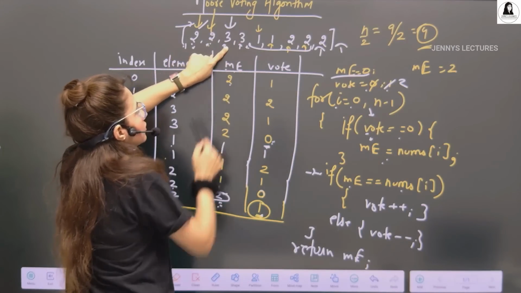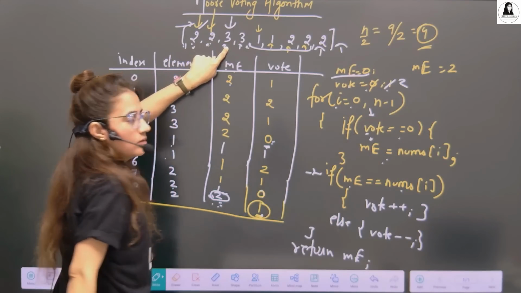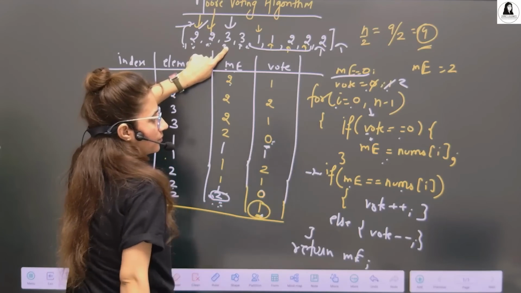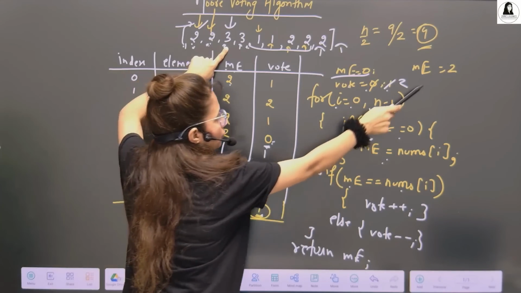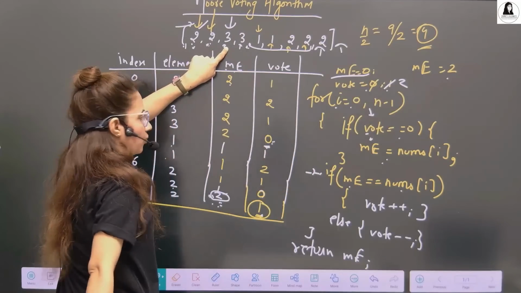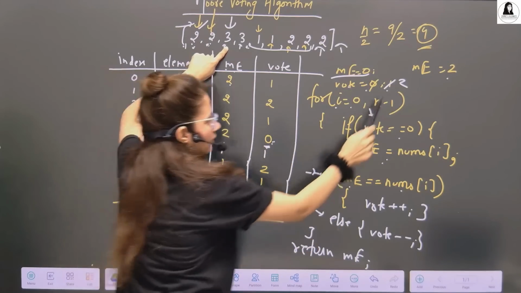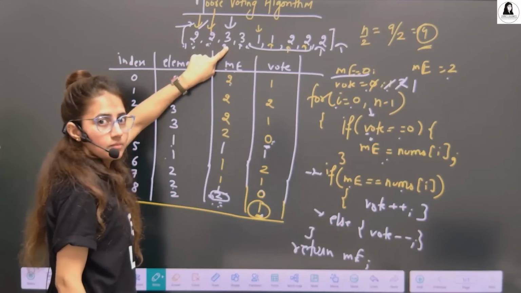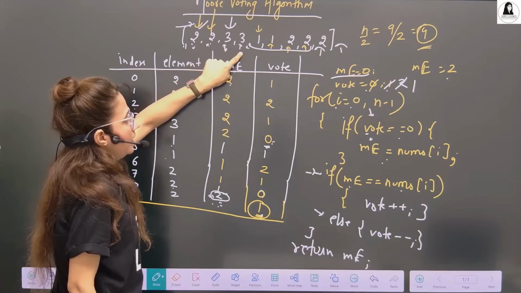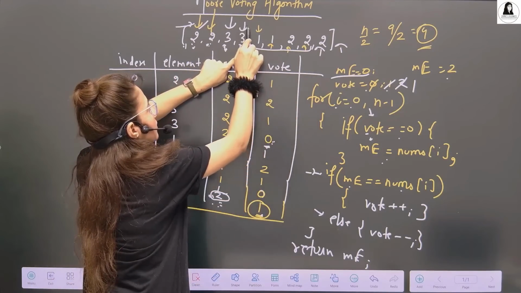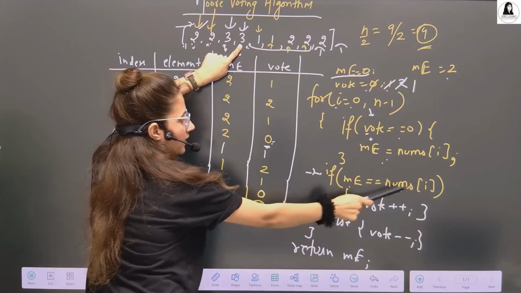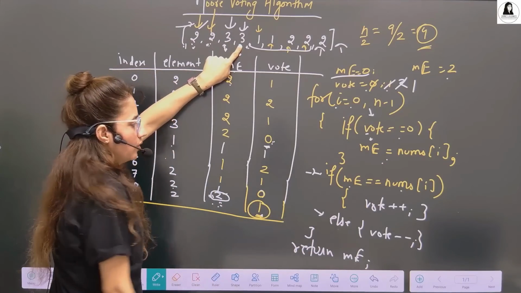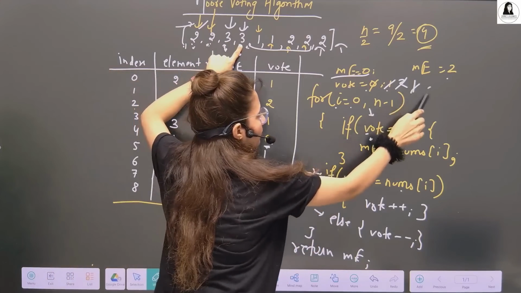Now i is here, 3. Is vote 0? No, vote is 2. Is ME equal to nums of i? ME is 2, nums of i is 3? No. So go to the else part and vote minus minus. Now vote becomes 1. Next, i plus plus. Now i is here, again 3. Is vote 0? No. Is ME equal to nums of i? No. Else part. Vote minus minus, 0.